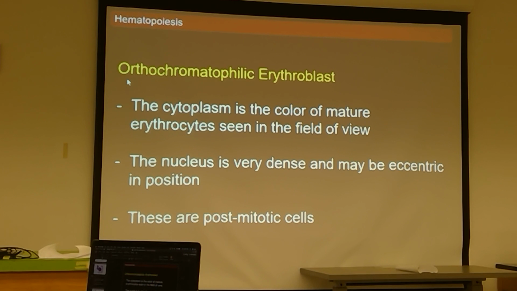These are post-mitotic at this point. We're not going to make any new cells. They are what's going to enter circulation once we mature just a little bit more. We're going to spit out that nucleus. Usually this happens in the bone marrow. Every once in a while you'll get one of these out to circulation. So if you see a normoblast on your peripheral blood slide, it's okay, but usually not too many of those. So this is one we're looking for in the bone marrow slide.